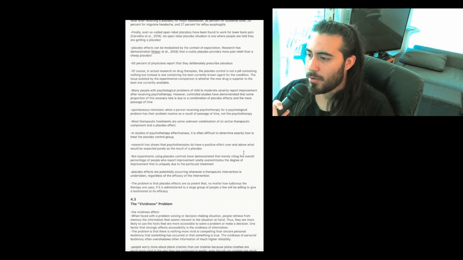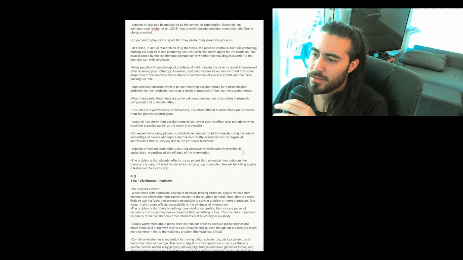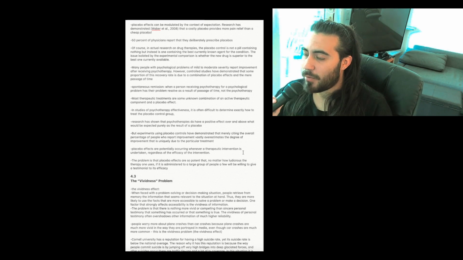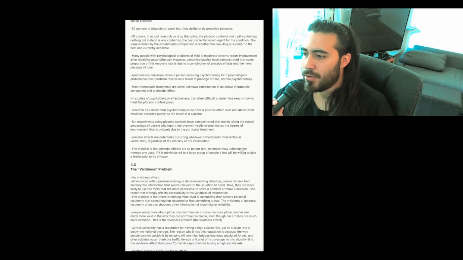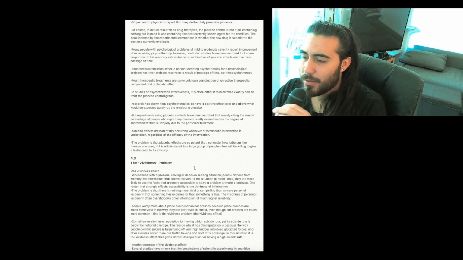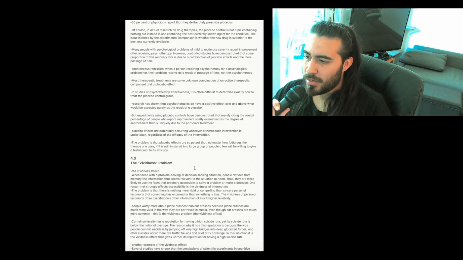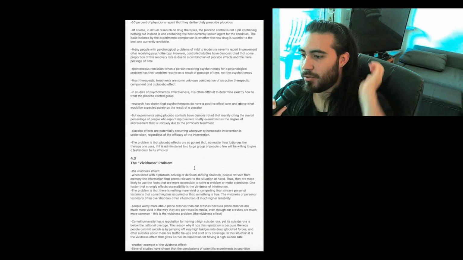Most therapeutic treatments are some unknown combination of an active therapeutic component and a placebo effect. In studies of psychotherapy effectiveness, it is often difficult to determine exactly how to treat the placebo control group. Research has shown that psychotherapies do have a positive effect over and above what would be expected purely as the result of a placebo. But experiments using placebo controls have demonstrated that merely citing the overall percentage of people who report improvement vastly overestimates the degree of improvement that is uniquely due to the particular treatment.